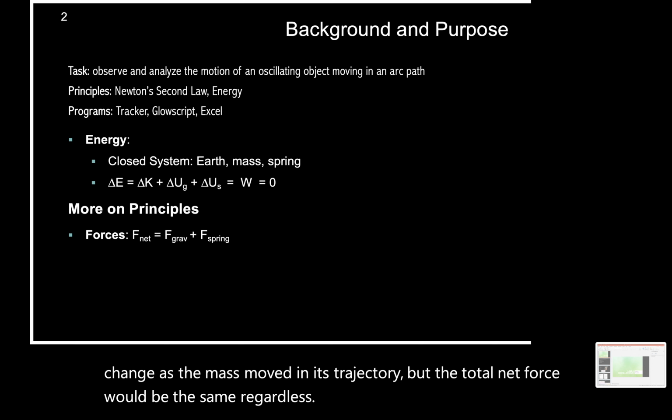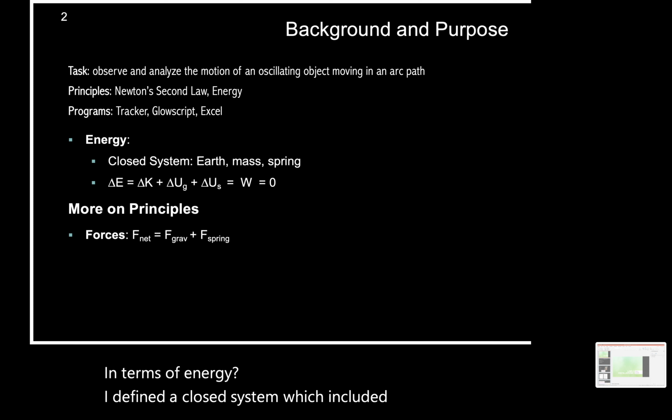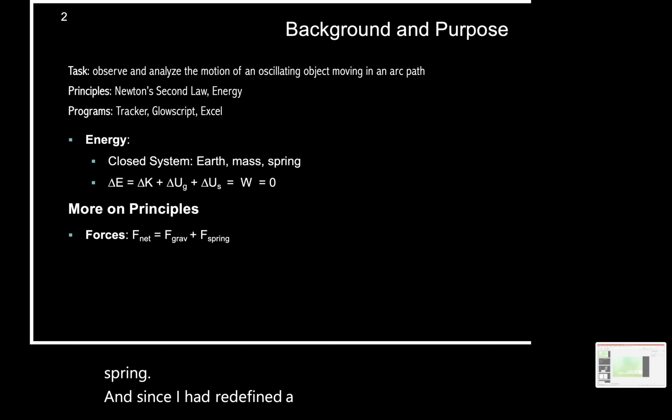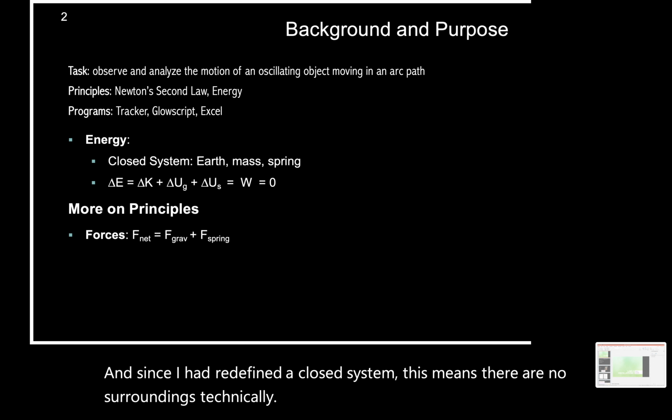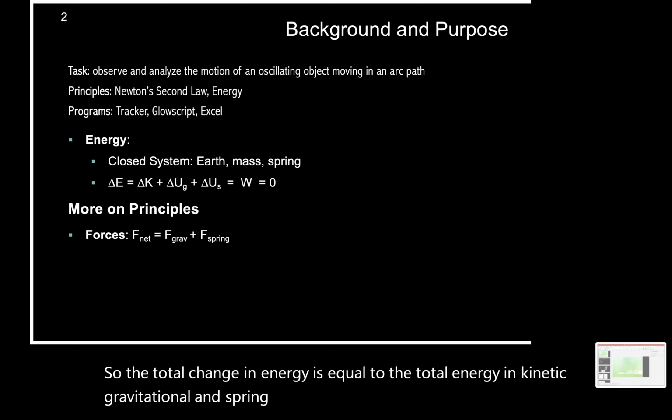In terms of energy, I defined a closed system, which included the Earth, mass, and spring. And since I'd defined a closed system, this means there are no surroundings, technically. So the total change in energy is equal to the total energy in kinetic, gravitational, and spring energy. And all of these energies would sum to 0.